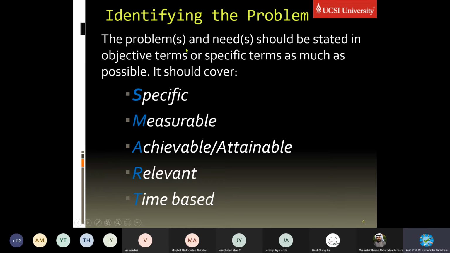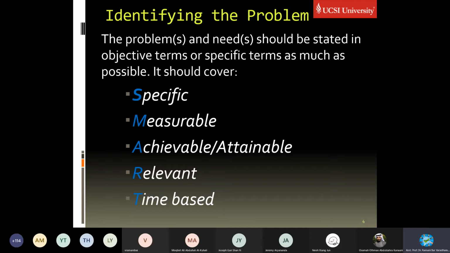Identifying the problem. Number 1, problems and needs should be stated in objective or specific terms as much as possible. It should cover the problem statement or the question. The research question or definition of the problem should be very specific, because you're engineers. You cannot say good, bad, very good, very worse, dangerous, hazardous. No. How much hazardous? How much crisis is there? 80% crisis, 80% market down, 20% improvement, 50 people, 50% of people affected. Quantitative numbers should be there. The definition should be given very specifically.